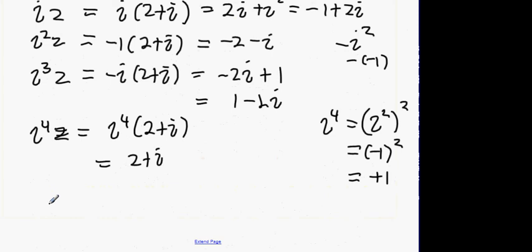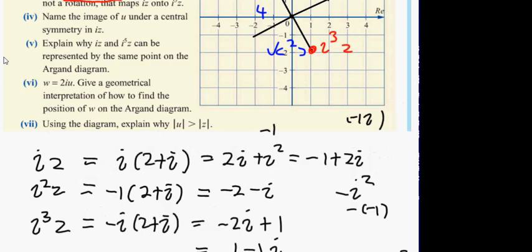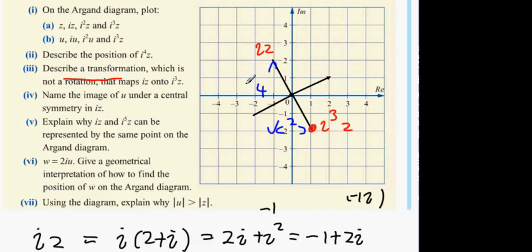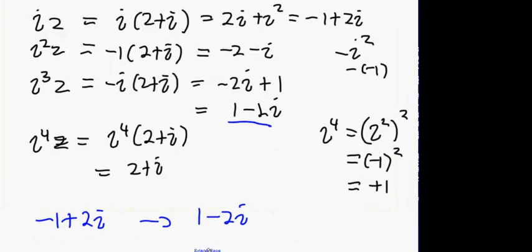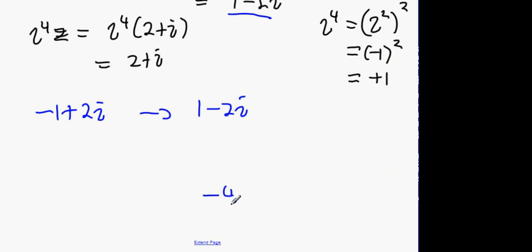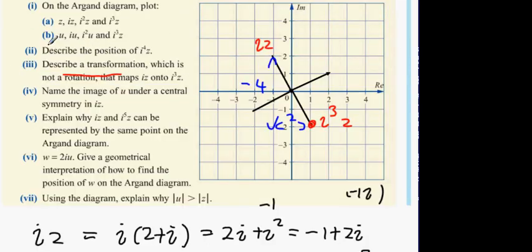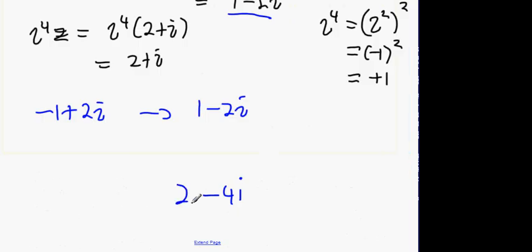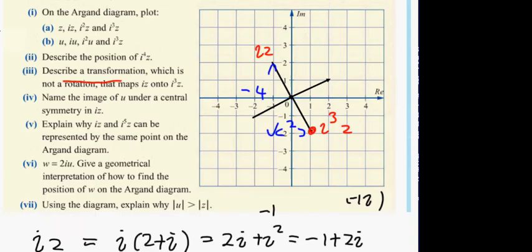If I want to turn minus 1 plus 2i into this one here, which is 1 minus 2i, look what I have to do. I have to take away 4 from the y-axis because I have to go down 4. That's minus 4i. And I have to add 2 onto the real value, which is plus 2. So your transformation is going to be add on 2 minus 4i. Brings it down. Okay? Next part.